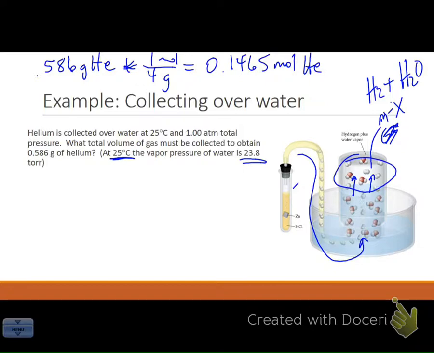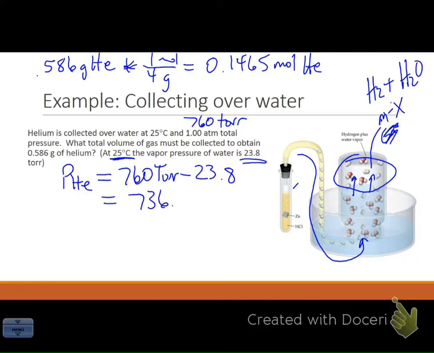All right, so it says we have 1 atmosphere of pressure. Just remember that equals 760 torr. So the partial pressure of helium in this particular problem is not 760 torr, it's going to be 760 torr minus 23.8, which is because of the water. So the pressure, the partial pressure of the helium here, is 736.2 torr.